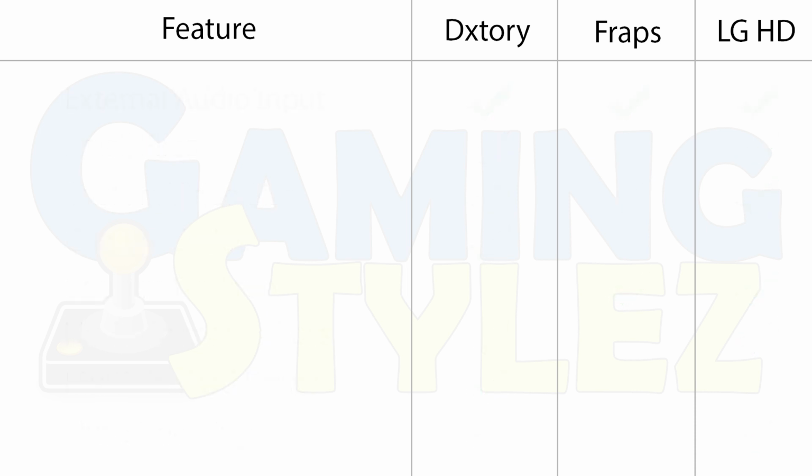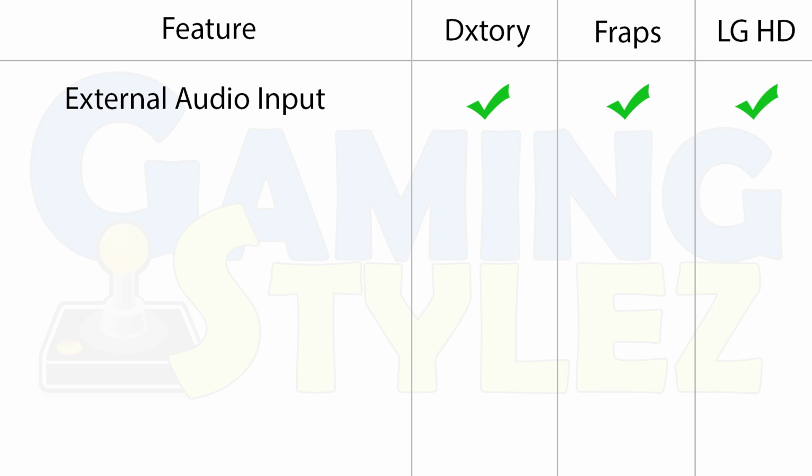Now we have external audio input. This is very important if you're doing any sort of commentary for YouTube. And as you can see, it's so important that everybody supports it, but some support it better than others. Dxtory definitely has the best support in this area, but I'll go over the other ones first. The Live Gamer HD basically records an MP3 file, at least at the time this video was created. So it creates an MP3 file separately from your video file, and then you can splice that into your video editing software, and then there's your commentary.